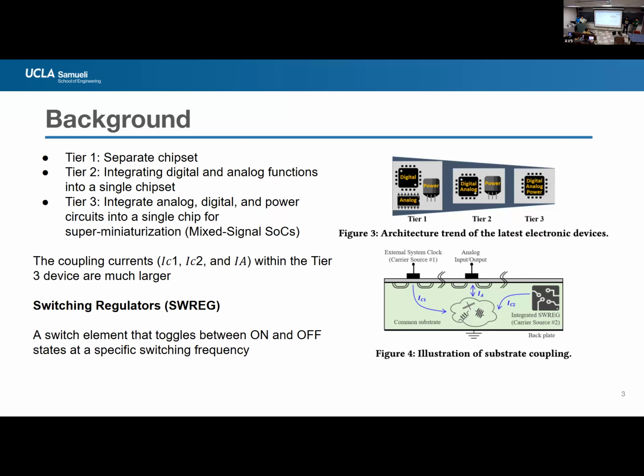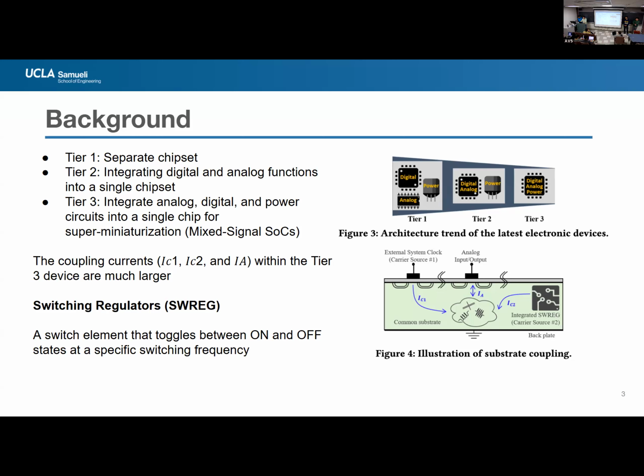So now I'm talking about what MSoCs are. On the right side, I'm showing the architecture trend of the latest electronic devices. There are basically three tiers. For tier one, it's separate chipsets with different functions. For example, the digital, analog, and power circuits are in different chipsets. And for tier two, they combine the digital and analog together, but the power circuit is still a single chipset.